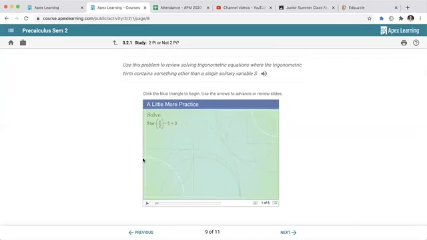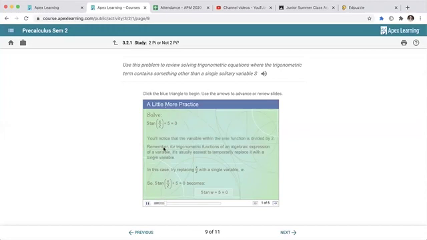And then if we look at this expression here, we've got 5 tan of x over 2 plus 5.